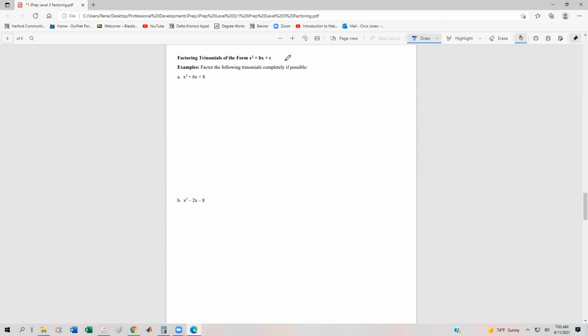And we have to make sure that we list out a set of factors. So what we're going to do is multiply the first coefficient by the last number, and list out all the factors of 8. In this case, factors of 8 are 1 times 8 and 2 times 4. So 8's easy because there's not too many factors.